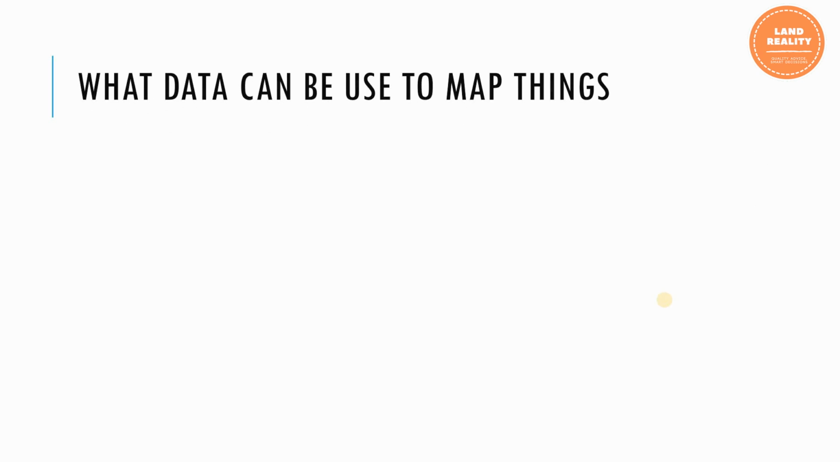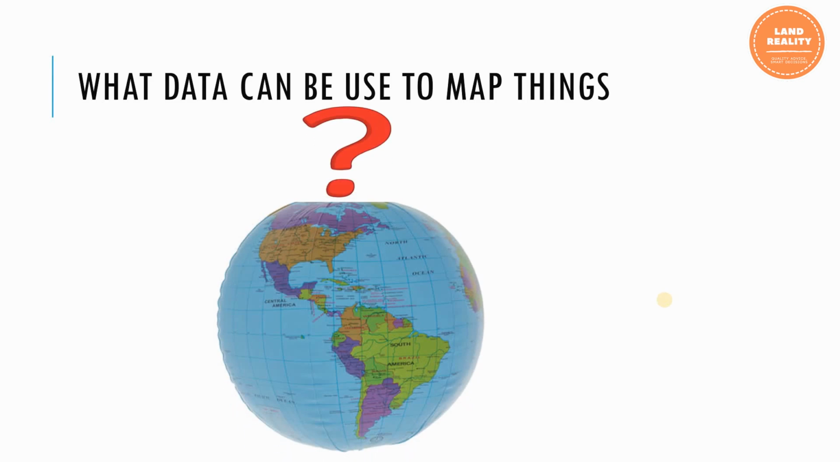So, what data can be used to map things? We've already talked about what geospatial data is. Now, it is important to note what data we can use to map things. It's a question to all of us to ponder on.